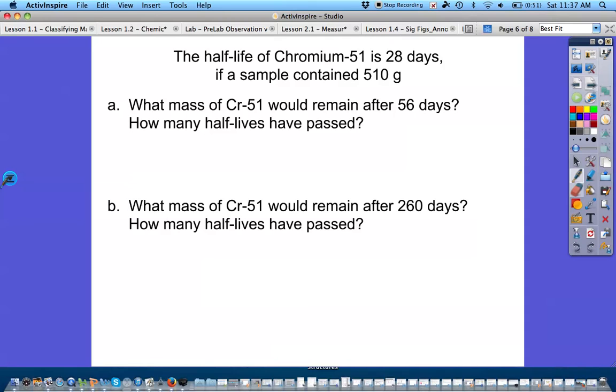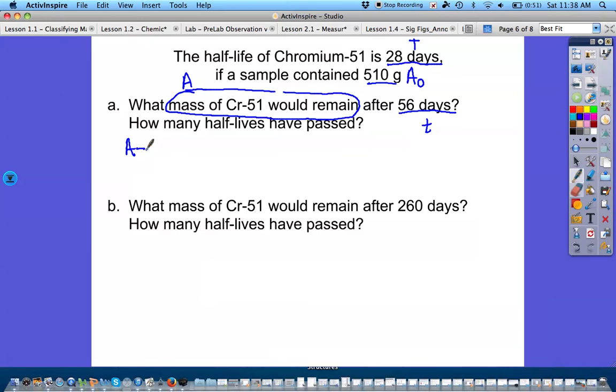The half-life of chromium-51 is 28 days. If a sample contained 510 grams, what mass would remain after 56 days? Whenever I go through word problems like this, I like to underline the information that I'm given and figure out what variable that is in my problem. So the half-life is 28 days, and the variable for half-life is big T. The sample contained 510 grams, that is the A sub 0. The mass that would remain, that is our final amount, so that's A. And 56 days is our total time.